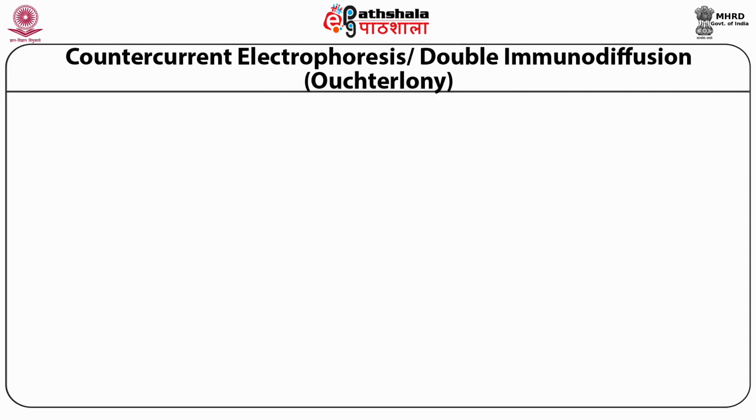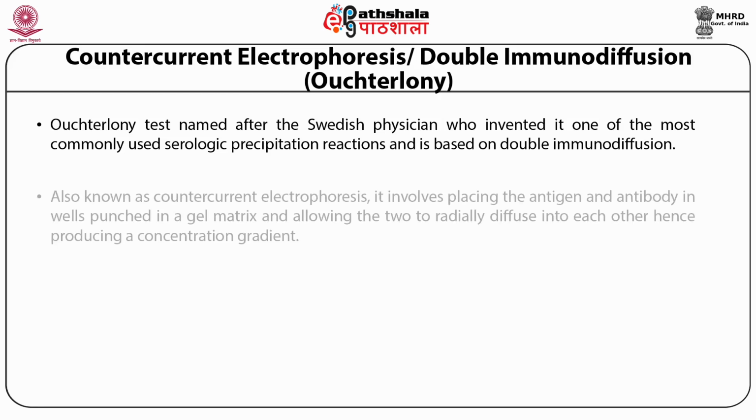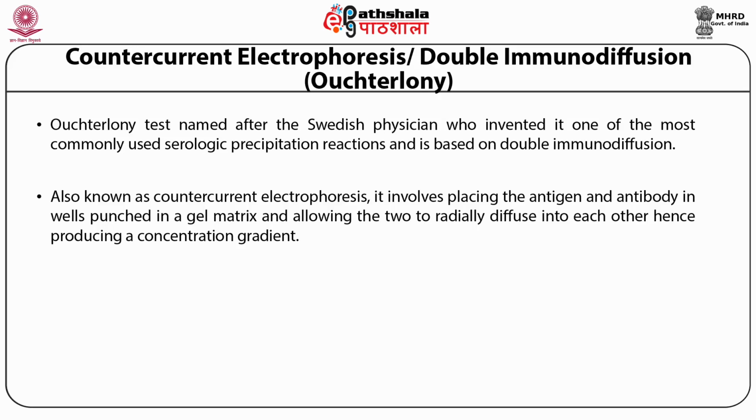This slide describes the mechanism of countercurrent electrophoresis, also called double immunodiffusion or Ochterlony. The Ochterlony test, named after the Swedish physician who invented it, is one of the most commonly used serological preparation reactions and is based on double immunodiffusion. Also known as countercurrent electrophoresis, it involves placing the antigen and antibody in wells punched in a gel matrix and allowing the two to radially diffuse into each other, hence producing a concentration gradient.